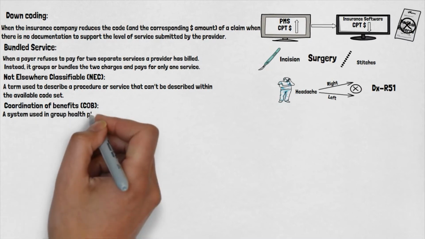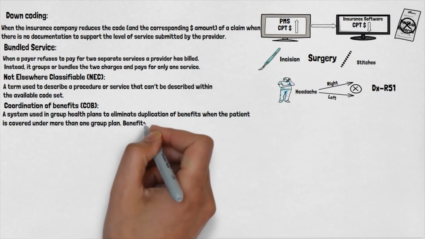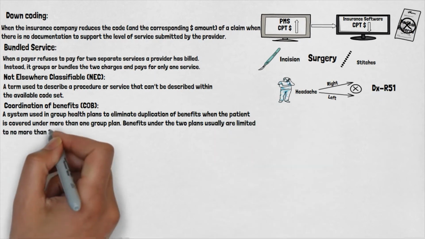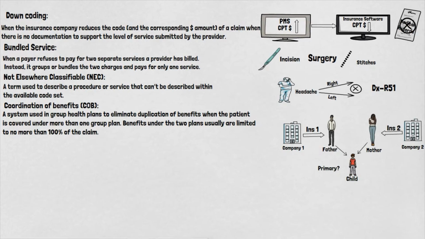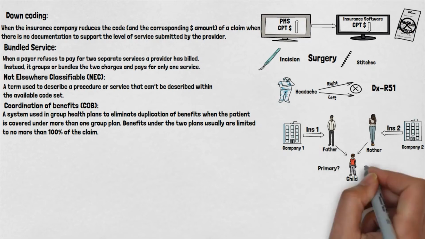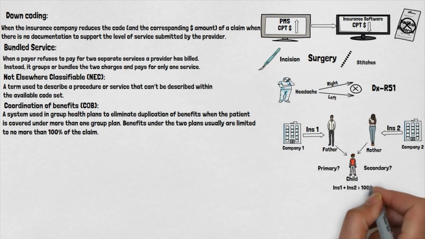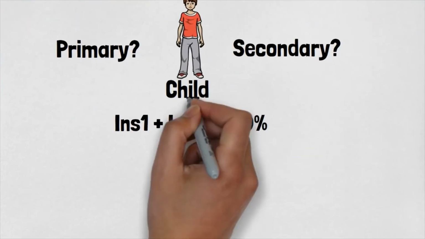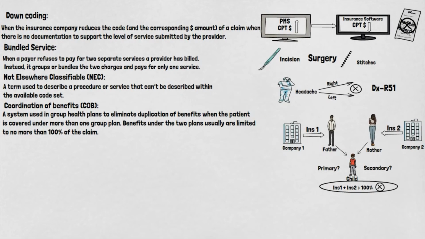Now, the next one is coordination of benefits. A system used in group healthcare plans to eliminate duplication of benefits when the patient is covered under more than one group plan. Benefits under the two plans usually are limited to no more than 100% of the claim. Now, when a child has insurance coverage through his father's group insurance as well as his mother's group insurance, then the insurance company should be updated by the guarantor of the child as to who should pay as the primary and who should pay as the secondary. If both insurances pay as primary, then it will not be acceptable, as the benefit payments from the primary and secondary insurance should not exceed 100% of the claim payment.